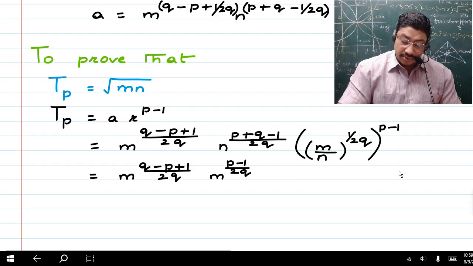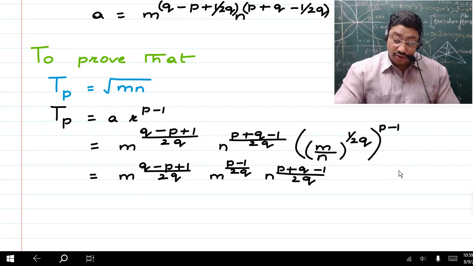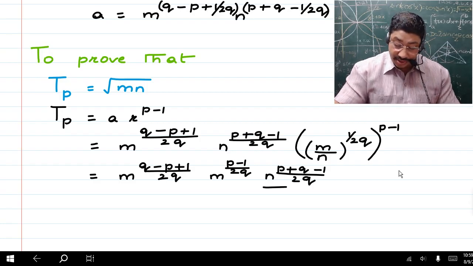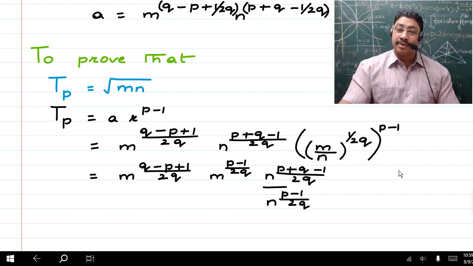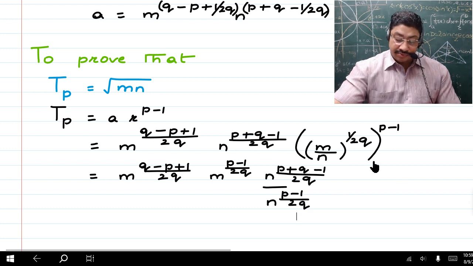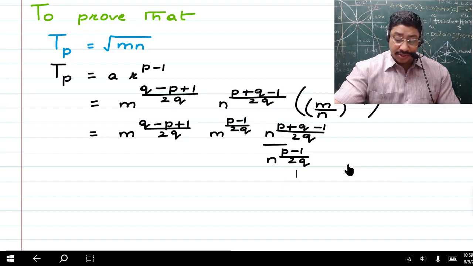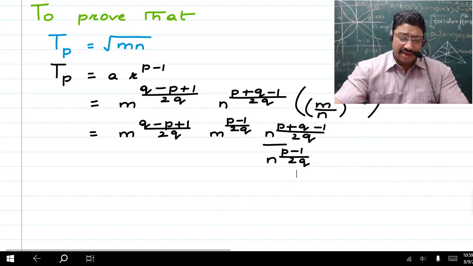Now if we talk about the power of n, then that is (p plus q minus 1), and children, this is divided by 2q, right? And now if you talk about the power of n in the denominator, it is what? It is n raised to the power p minus 1, divided by 2q. All right, okay, now children, we look at how we can solve out the powers of m and n.